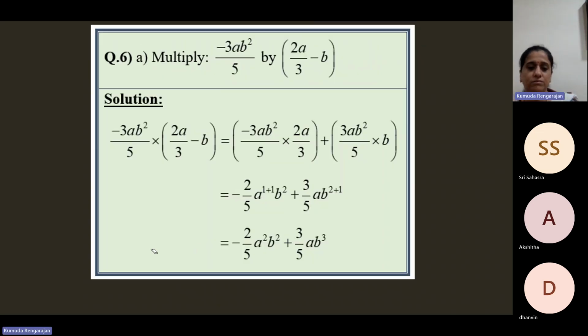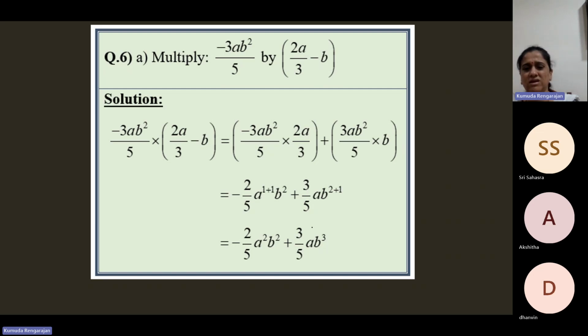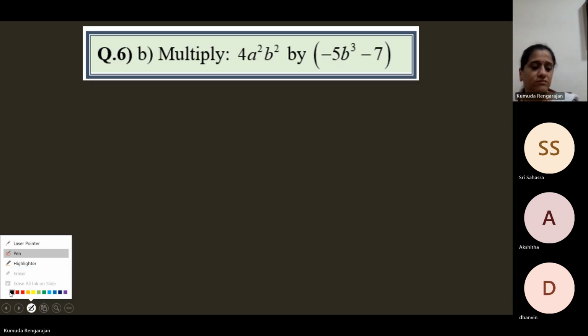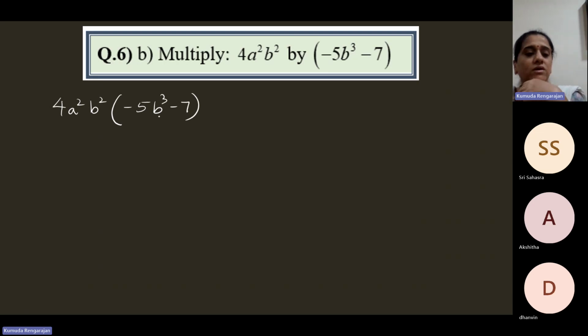So you copy from this slide. You can just ignore this. It's the same thing here, actually. So 4a squared b squared into minus 5b cubed minus 7. So what are we doing? Monomial into binomial. Monomial into binomial.